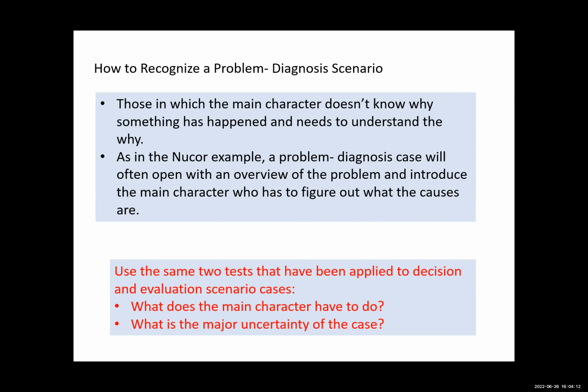Okay, I told you I can cleanly evaluate this case as an evaluation scenario. It's quite possible, right? But the key decision in this is why the sales have declined. It seems to be the major scenario in the case. So that's why it is treated as a diagnostic case, right? We'll often open with an overview of the problem and introduce the main characters to figure out what the causes are. The same 2 tests apply to the decision. What does the main character have to do? What is the major uncertainty of the case?